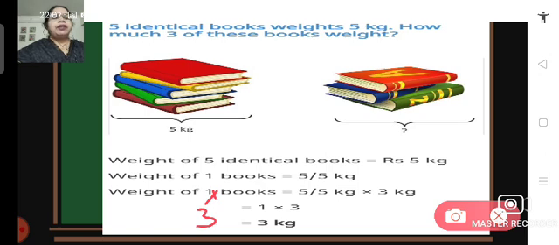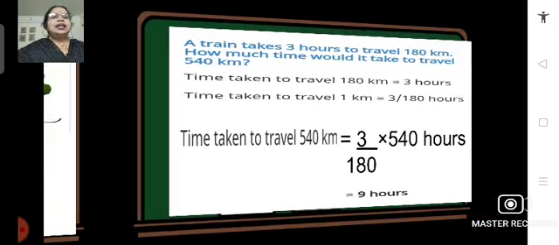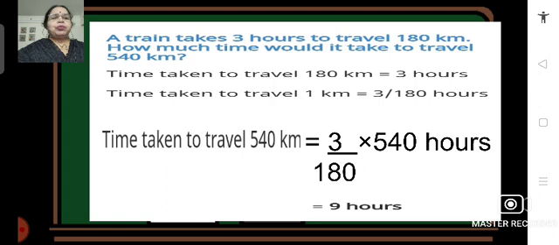So weight of 5 identical books is 5 kg. Weight of 1 book will be 5 upon 5, isn't it? And then weight of 3 books will be 5 upon 5 kg multiplied by 3. Not 3 kg, 3. So it will be 1 into 3, that means 3 kg. So the weight of 3 books will be 3 kgs. So this is how by applying unitary method we find the solution of problems. Let's have a look at one more example.